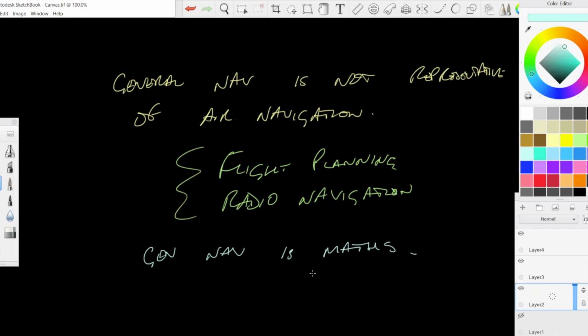To the degree that I was working with a student on other subjects who didn't need any help with GenNav, because his father, who had a maths degree but no connection with aviation at all, had taught him everything he needed to know about GenNav. So maths is all you need to know for GenNav.